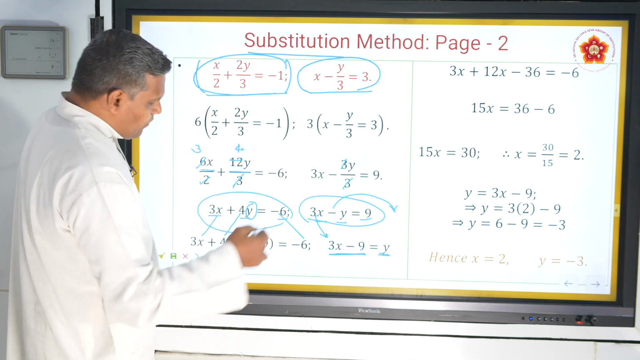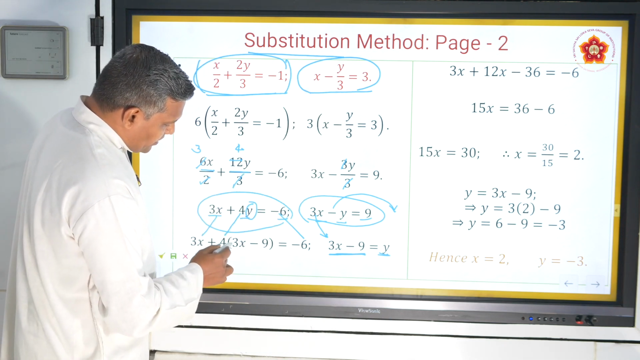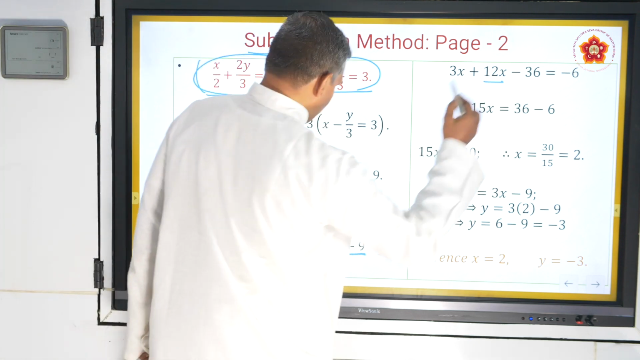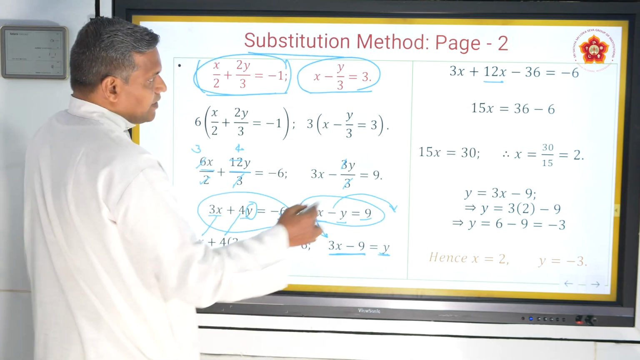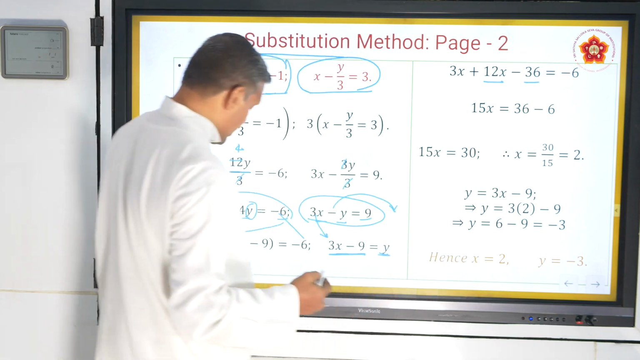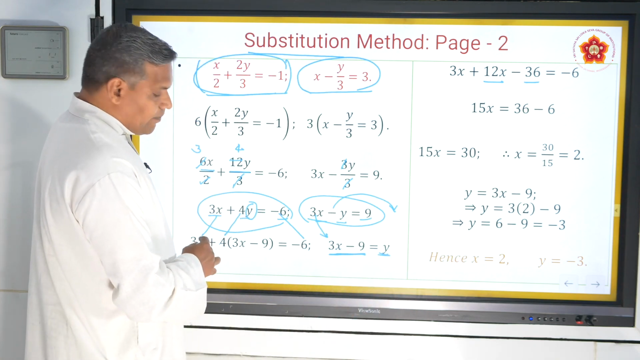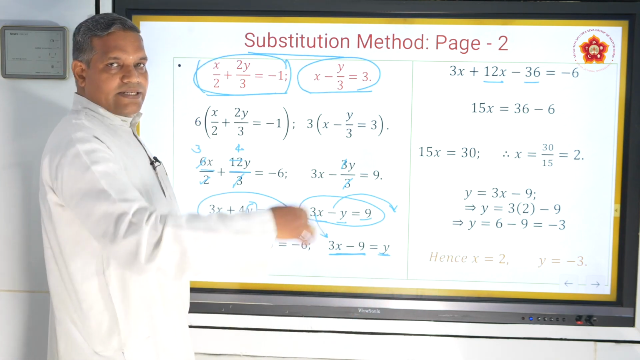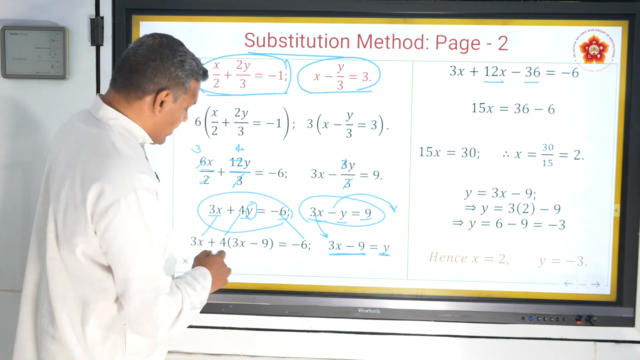Now, we'll go that side. 4 3s are 12, and 4 9s are 36. I don't have a minus sign in front of the bracket, so I don't need to worry. I can just write the terms as such. So now what happens?